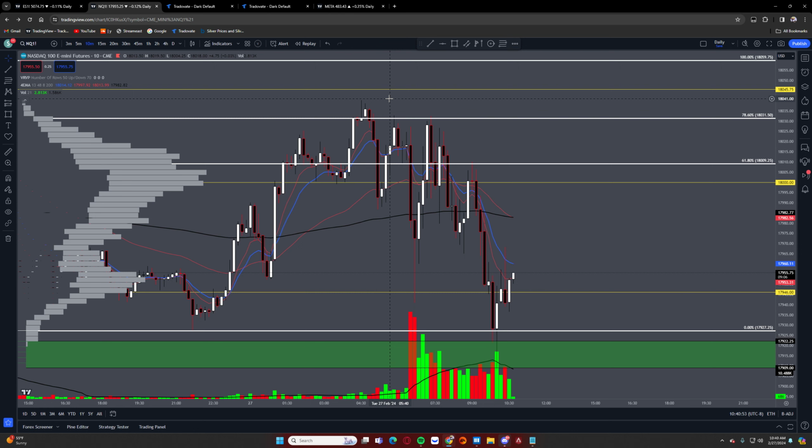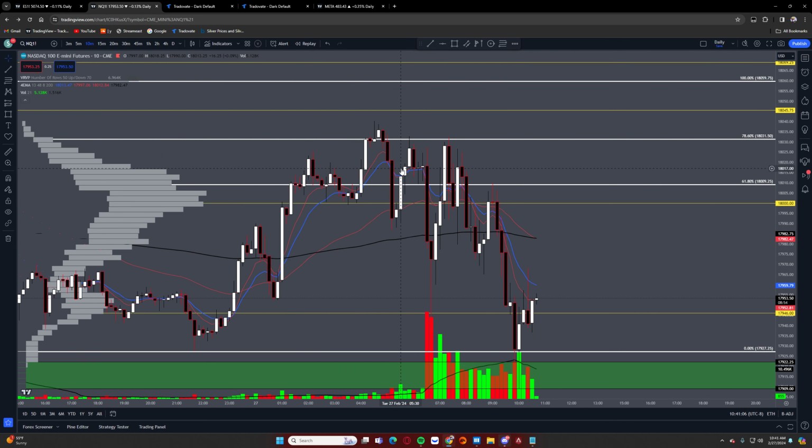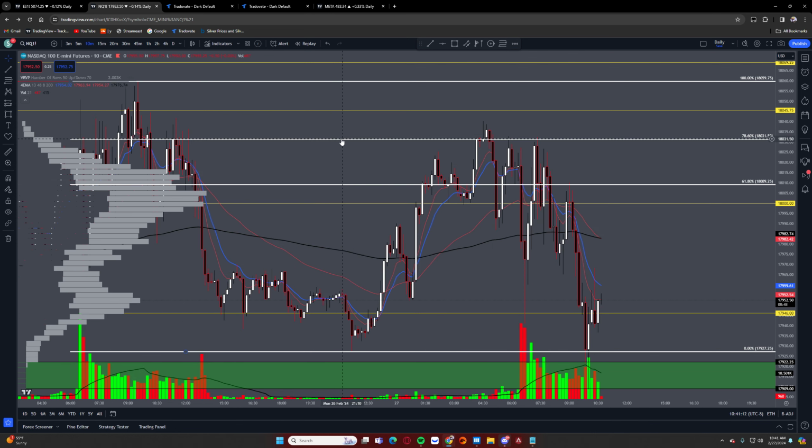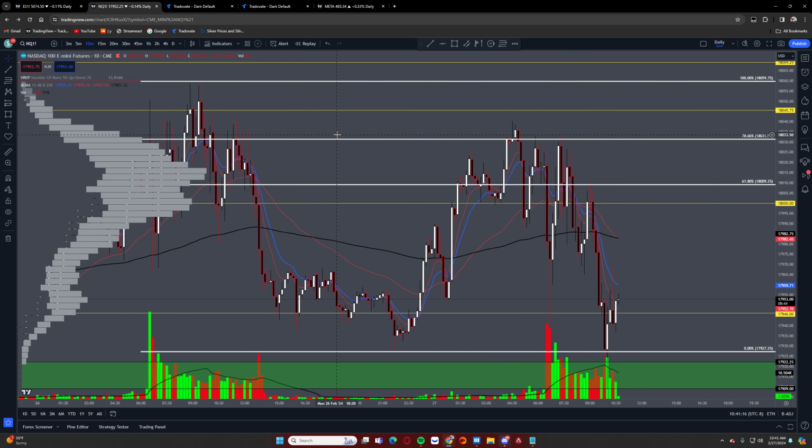So, the way you would have played this, personally, I would have played it from the 78%, and I would have taken some profit down here at the 61%. That's pretty much 20 points. That's a good amount of profit right there. You can see right here that we're actually starting a low volume shelf right here at the 78%. So that is perfect. That is a good trade.